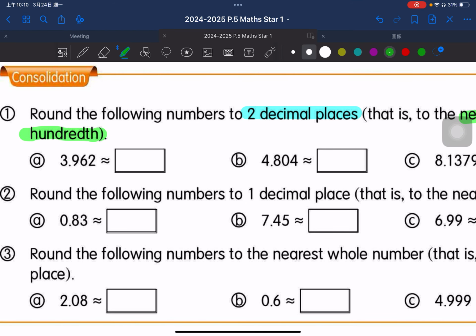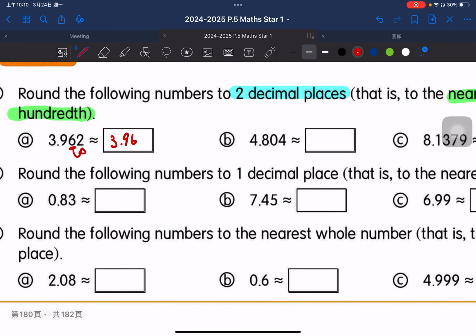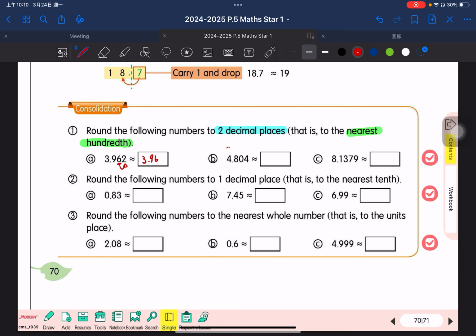Let's look at the example here. Which one is the two decimal place? It is 6, and then we look at the right-hand side. The 2 we round off, so we give 3.96.